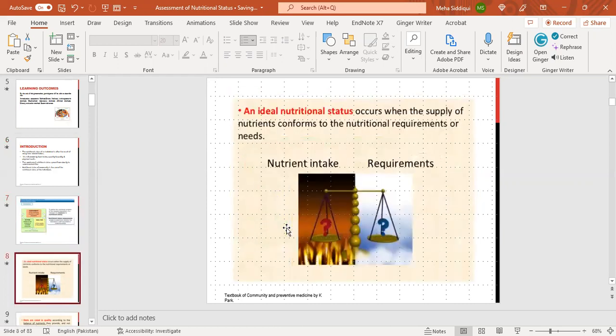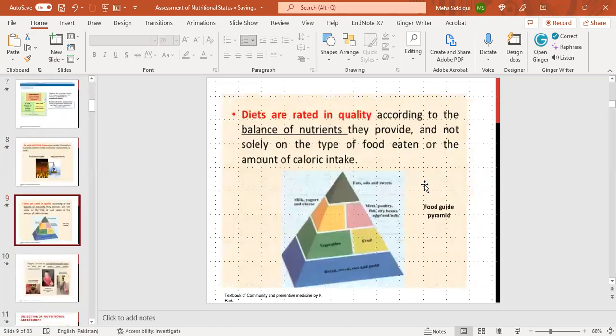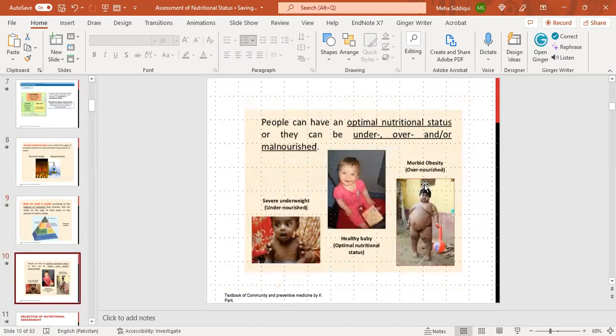An ideal nutritional status occurs when the supply of nutrients conforms to the nutritional requirements or needs, that is, the balance between nutrient intake and requirements. Diets are weighed in quality according to the balance of nutrients they provide and not solely on the type of food eaten or the amount of caloric intake. So people can have an optimal nutritional status, or they can be under- or malnourished.